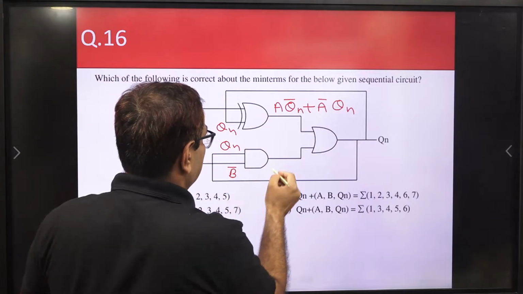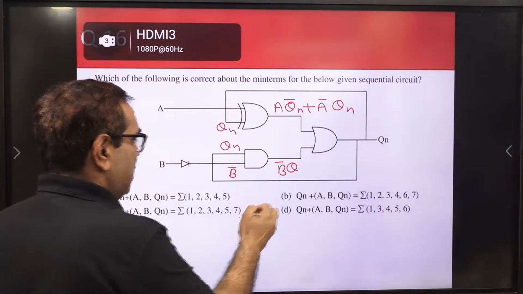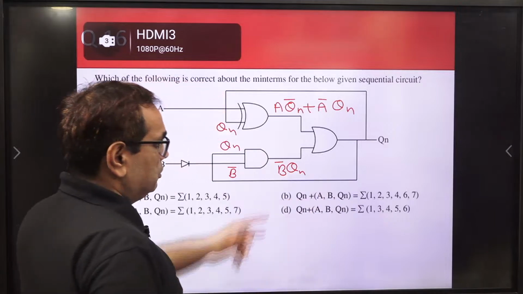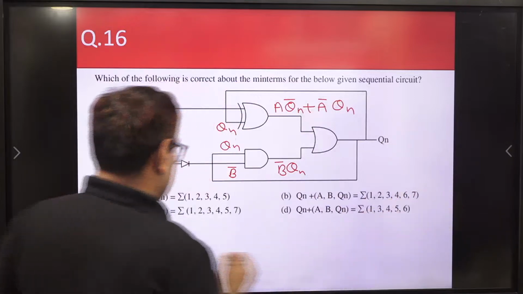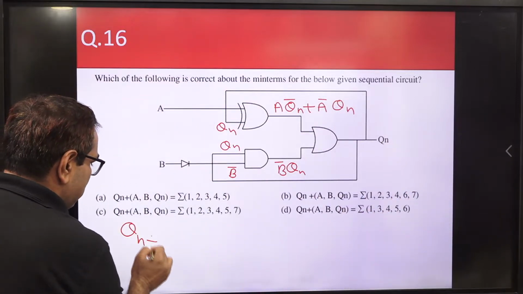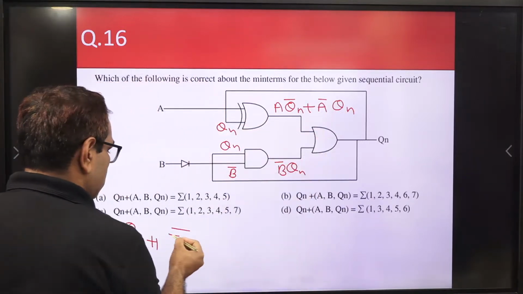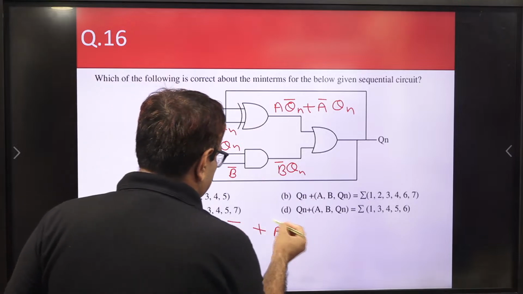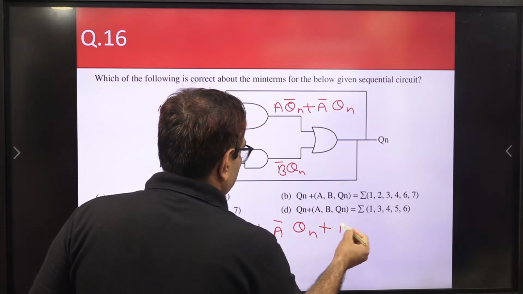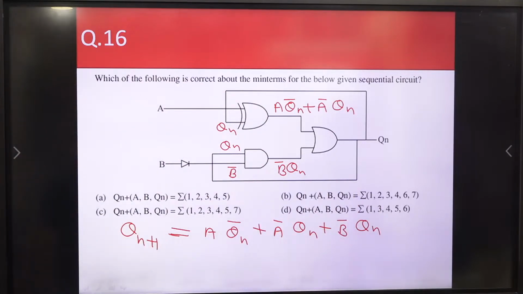AND gate, so it is what? B bar Qn. Okay. Now this is an OR gate. The resultant will give us the next state. So we can say that Qn plus 1 is equal to the addition of this plus this. Okay. So we can say it is A Qn bar plus A bar Qn plus B bar Qn. This will be the next state formula.